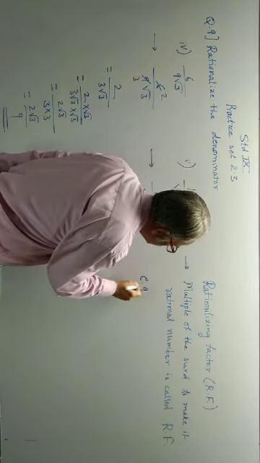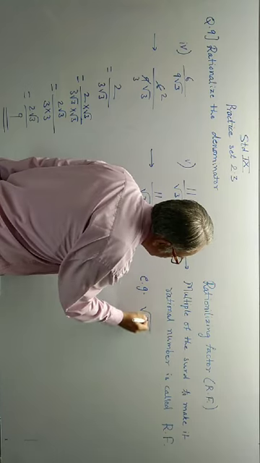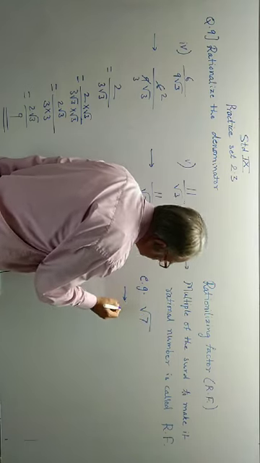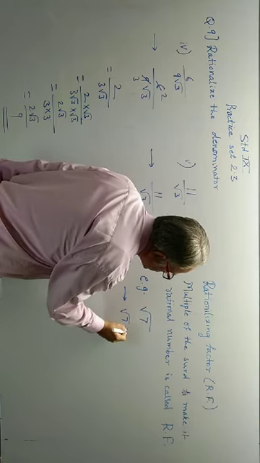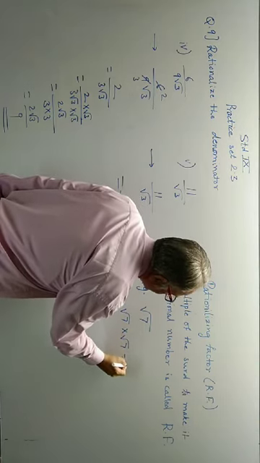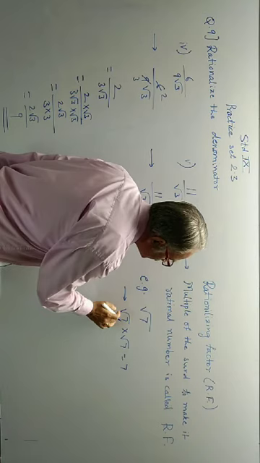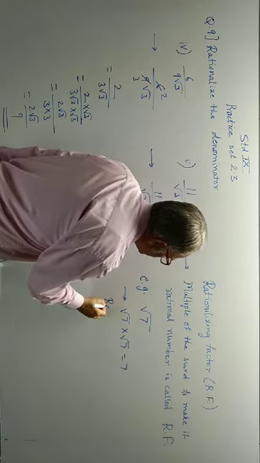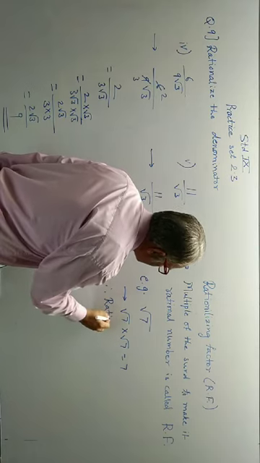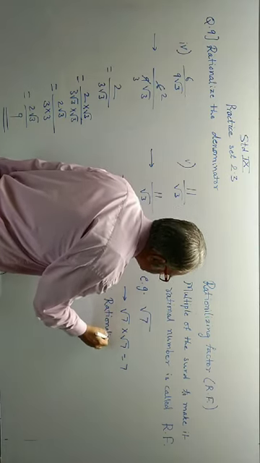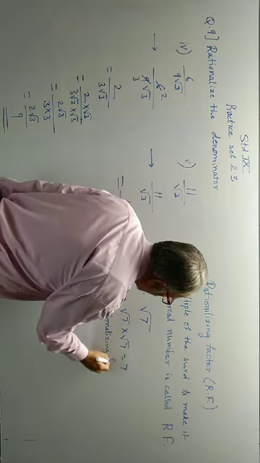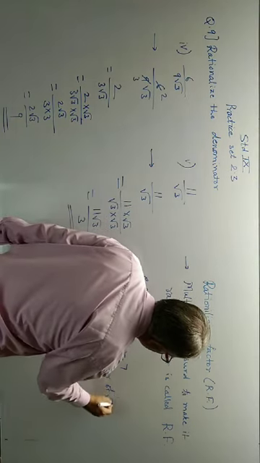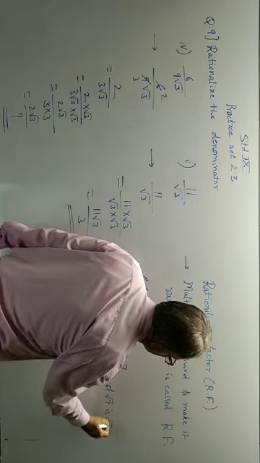For example, root 7. When root 7 is rationalized, if root 7 is multiplied by root 7, it becomes 7. Therefore, what is the rationalizing factor of root 7? Another root 7. Therefore, the rationalizing factor of root 7 is root 7.